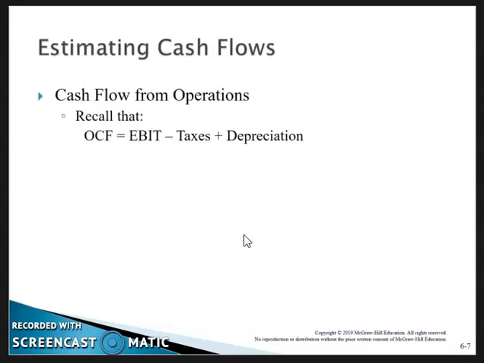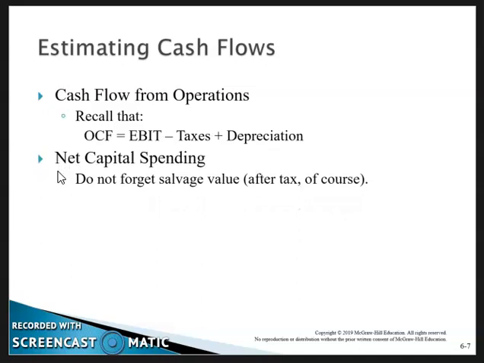So, estimating cash flows. Recall operating cash flow from operations, same thing. Operating cash flow, or OCF, is equal to EBIT, earnings before interest and taxes. This is the entry on the income statement right after depreciation is taken out. So EBIT minus taxes plus depreciation. That's the cash flow that the project is generating for the company.